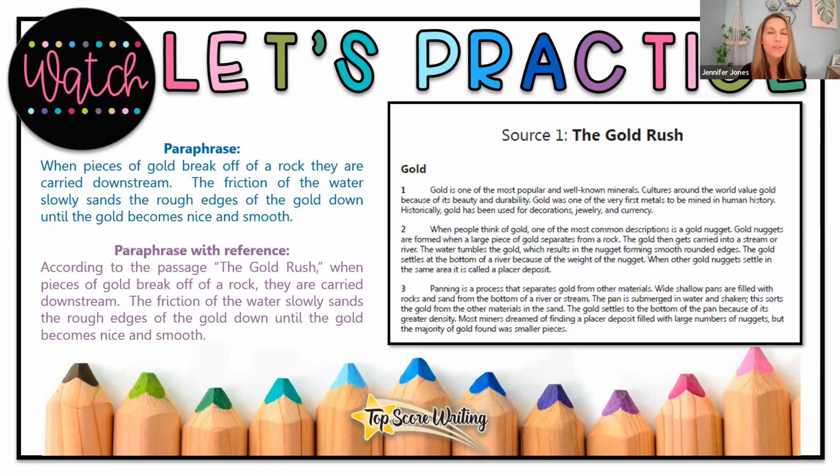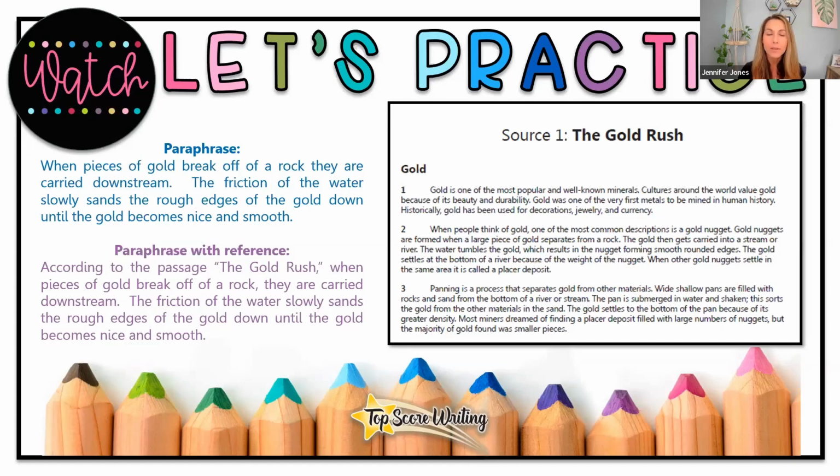Now, as we mentioned at the very beginning, paraphrasing is still taking information from the text and including it in your essay, even though we're not quoting it, right? So we must still reference. In purple, you will see the same paraphrased piece of information. However, now it includes a reference to the source.